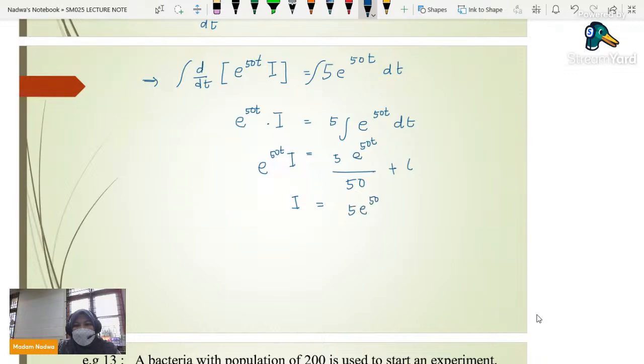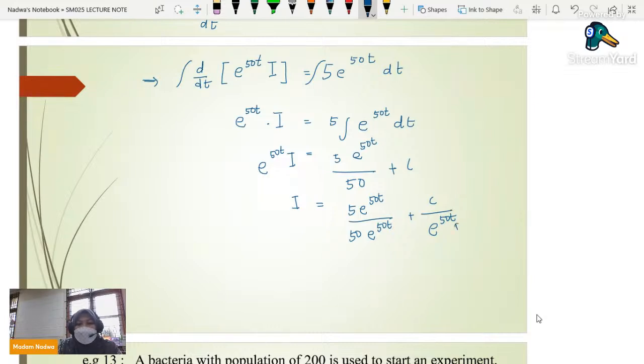5e to the power of 50t over 50 e to the power of 50t plus c over e to the power of 50t. So we cannot treat this as the whole constant. Why? Because it has a variable t here. If it is only a constant, then you can give it another name like A. But because it cannot, we have to write it like this because there is a variable t here.